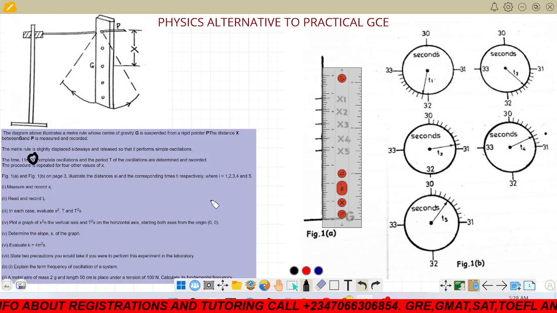Now, the next instruction is instruction number 4, IV. This says plot a graph of x squared, I guess this is x squared, not x square n. So x squared on the vertical axis and t squared on the horizontal, starting both axes from the origin 0, 0. So I'm going to make this another important thing.